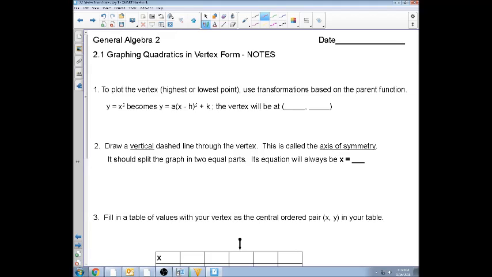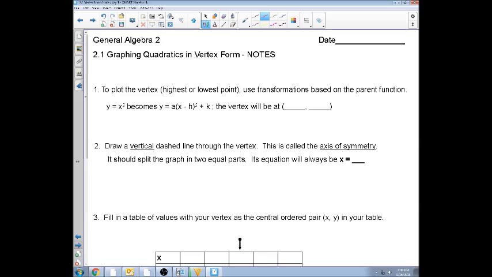To plot the vertex, it is the highest or lowest point in that U-shaped graph. We use transformations based on the parent function. y equals x squared is our parent function. It becomes y equals a times the quantity x minus h squared plus k. Don't freak out about that. The a is just in place of a number, the h is in place of a number, and the k is in place of a number.